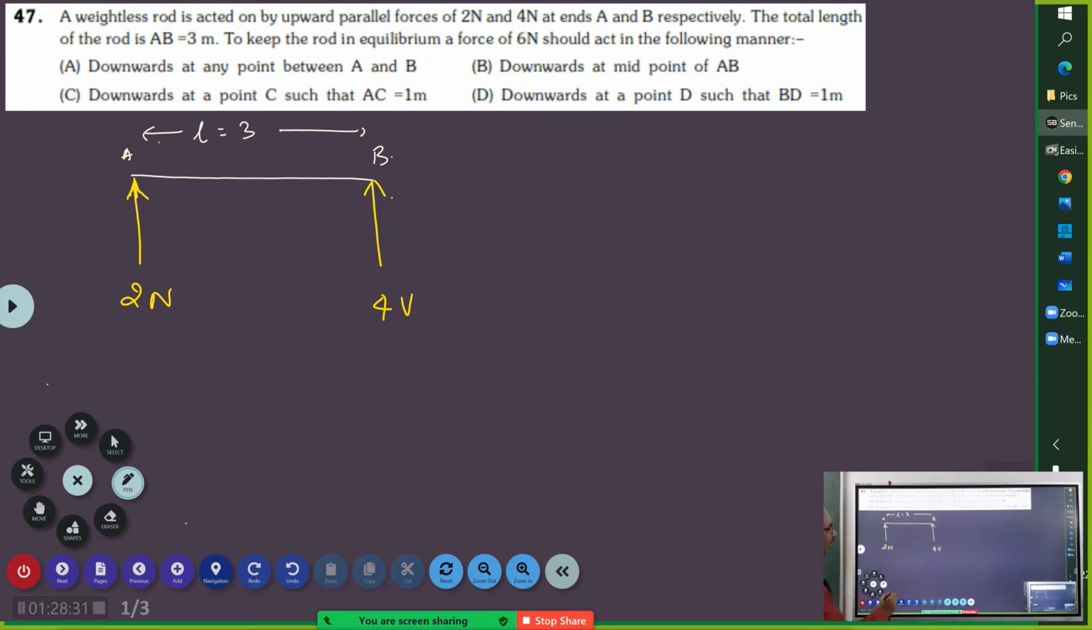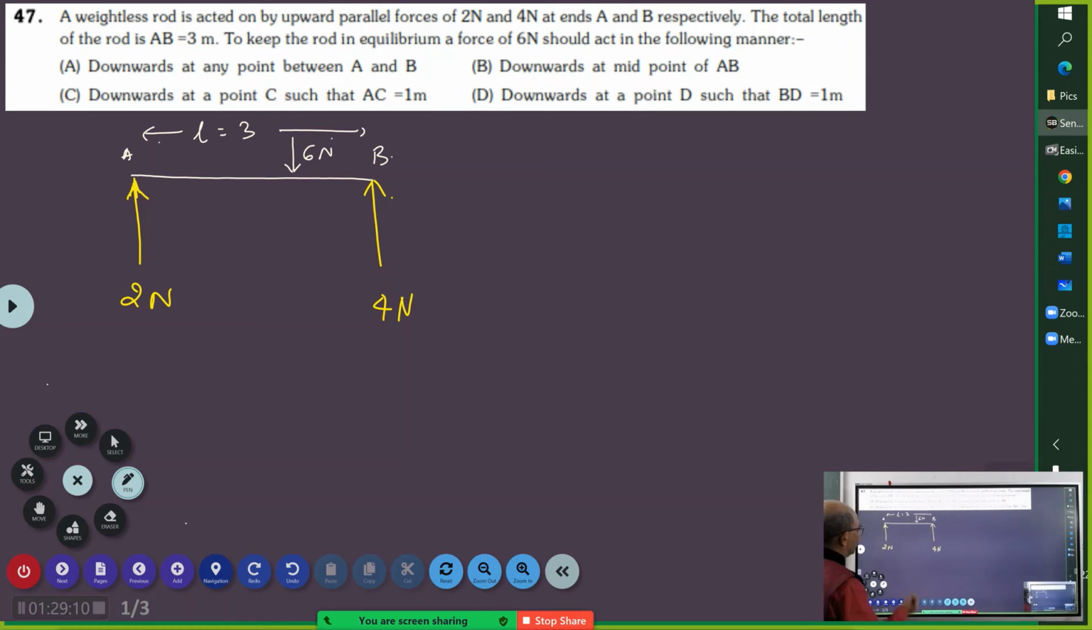Right? So naturally, these two forces are not balancing it. In order to balance it and keep it in equilibrium, there has to be a force downwards equal to 6 newtons. Right? And where will you place this 6 newton force? Definitely not at the center. You will place it more towards the 4 newton force. Now they are giving the options: downward at any point from A to B, no; downward at midpoint, no. So options A and B are gone.